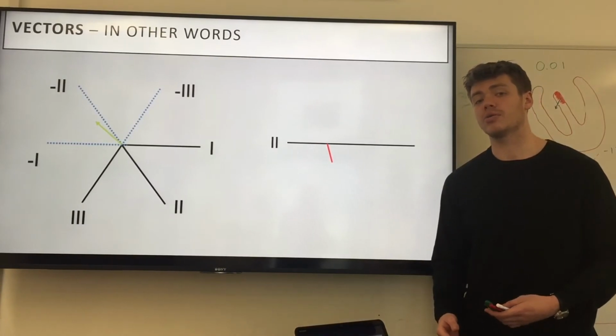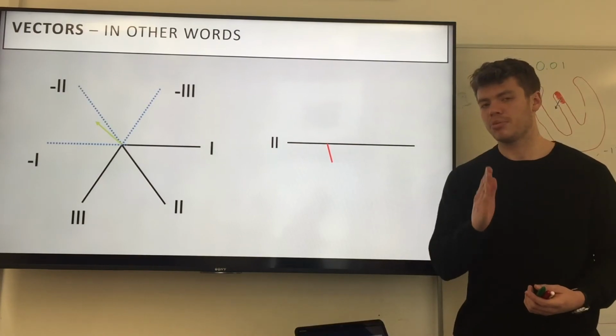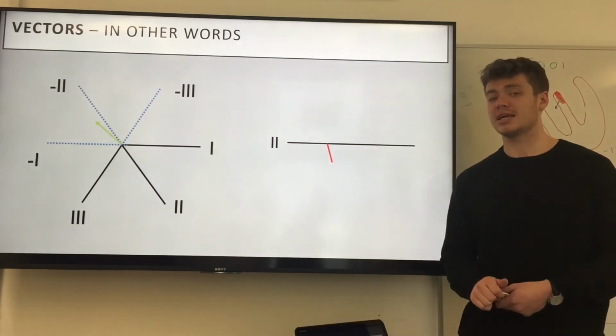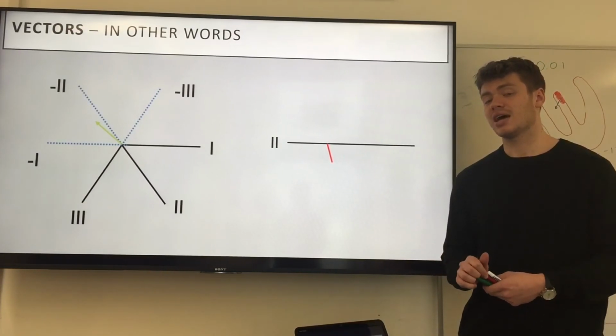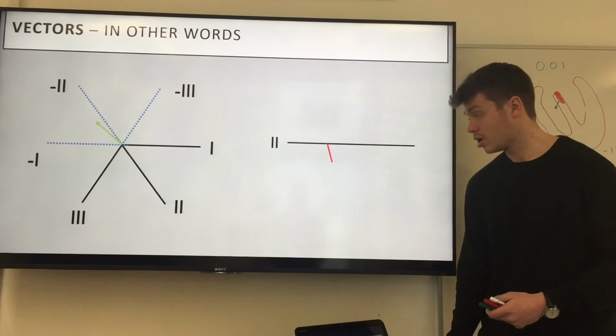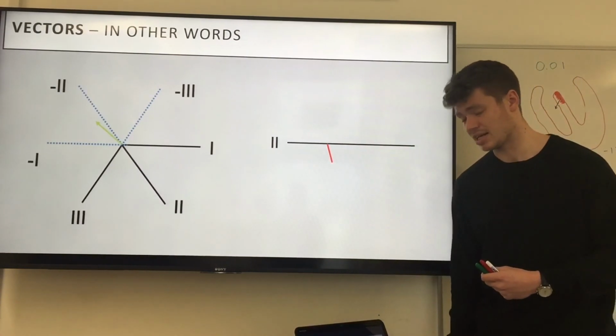So what we're going to do now is go through the QRS complex, or the ventricular depolarization, piece by piece, and see what vectors make up the QRS complex, and let's see how each vector makes the QRS look the way it does in different leads.